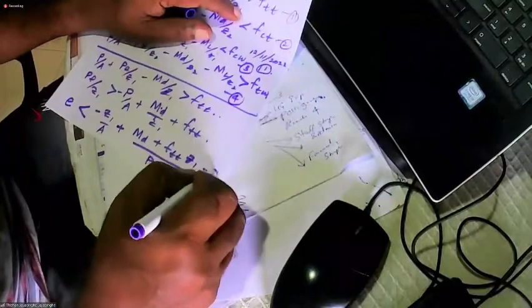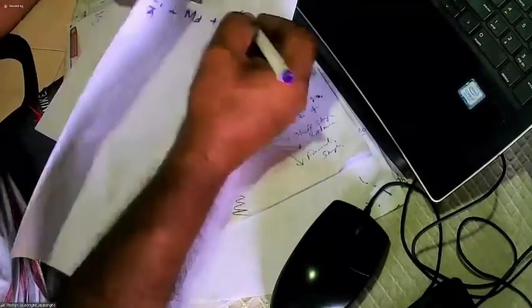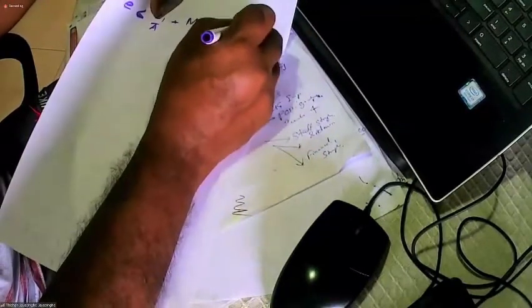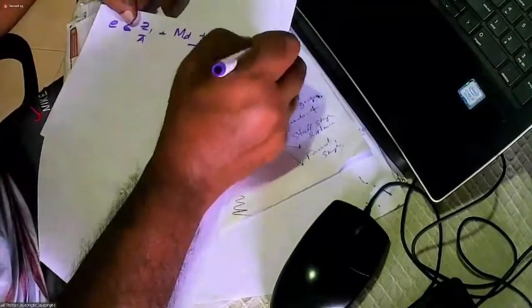This is equation number 5. So we get E less than Z1 over A plus MD plus FTT Z1 over P. Equation number 5.